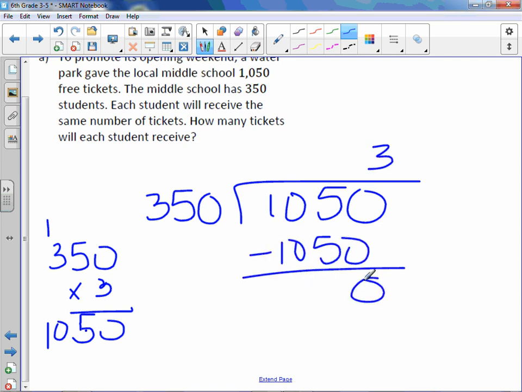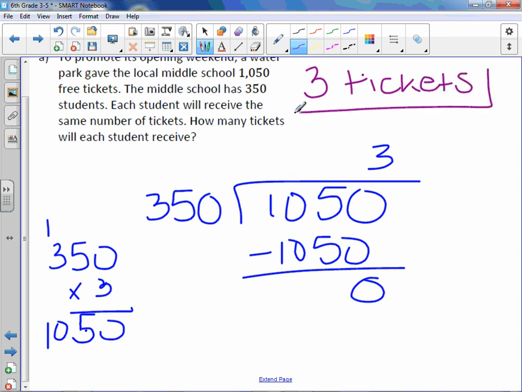Remember, this is a word problem, so it deserves a word answer. The question is, how many tickets will each student receive? The answer would be 3 tickets. You could also do 3 tickets per student if you want it to be a little bit more specific, but 3 tickets is fine.